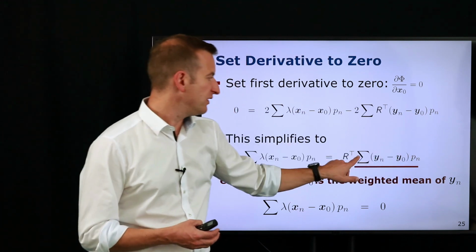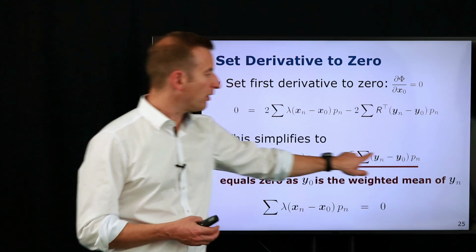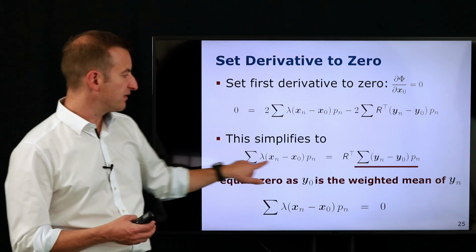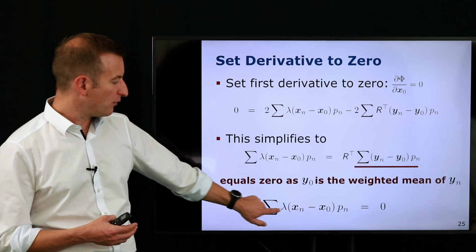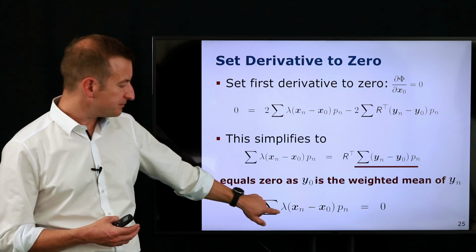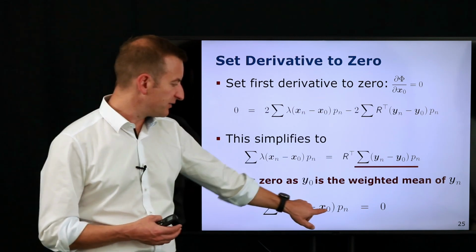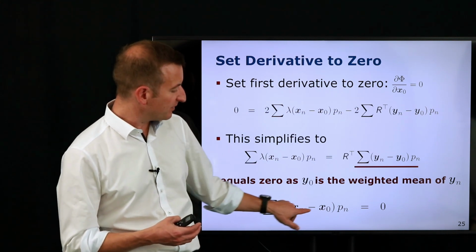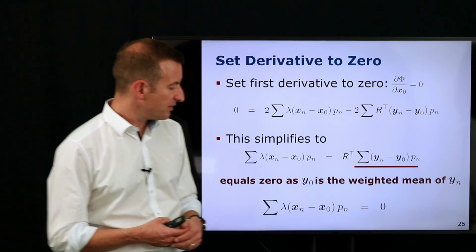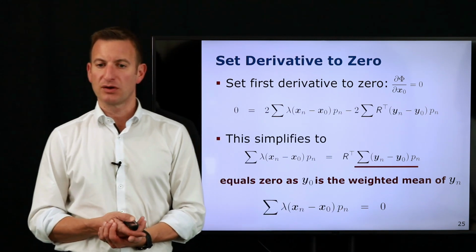If this expression is 0, of course the whole part here turns into 0, and I know that this equation must be 0. So what results is that the sum over all points xn, the scale factor times the difference, the mean subtracted from xn, times the weighting, should also turn out to be 0.